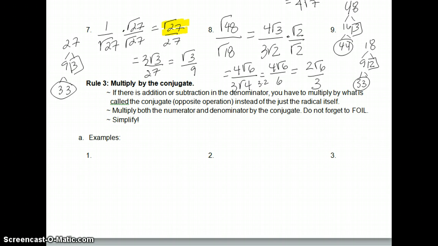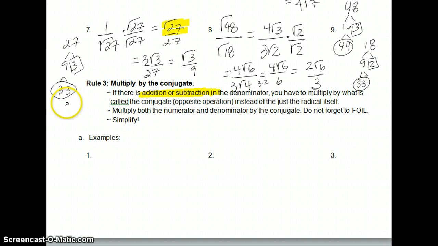Notice that all of the examples we've done so far did not include addition or subtraction in the denominator. So what happens when there is addition or subtraction in the denominator? Well, we have to multiply by what's known as the conjugate. And please remember that this is for when there is addition or subtraction in the denominator. Okay? So the conjugate is basically the opposite operation.